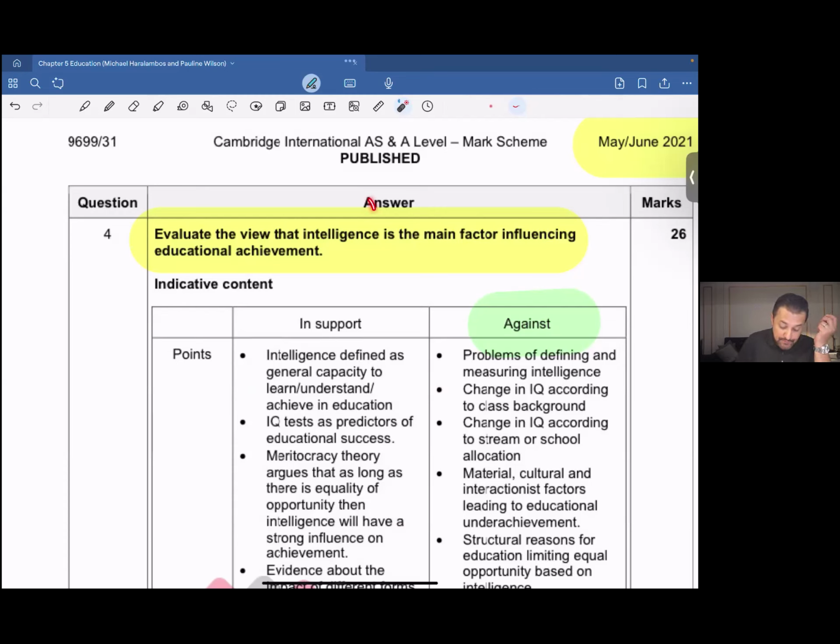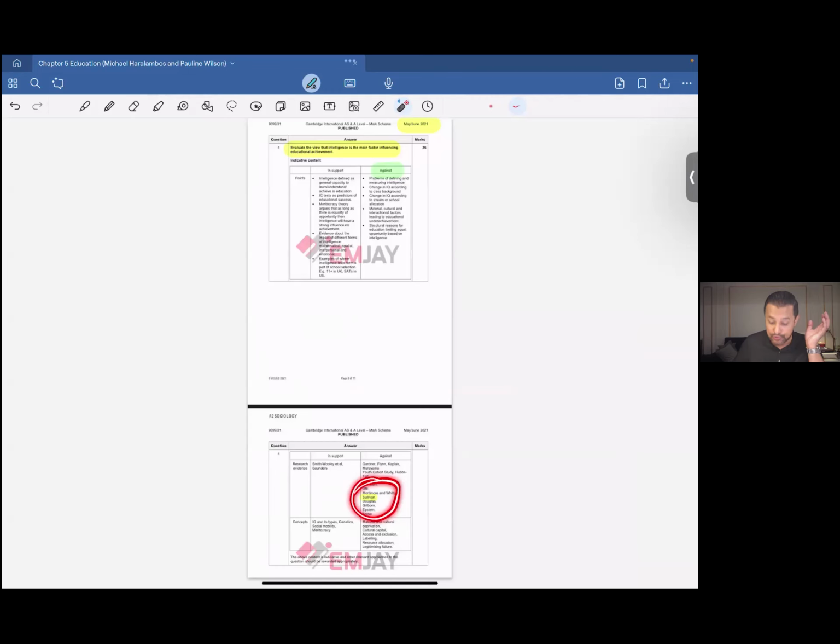Now, over here, if you receive a question that says gender plays the most important role, if you're getting a question that says material factors play the most crucial role, if you're getting a question that says your ethnicity plays the most crucial role, you could always put Sullivan's research to use over here.